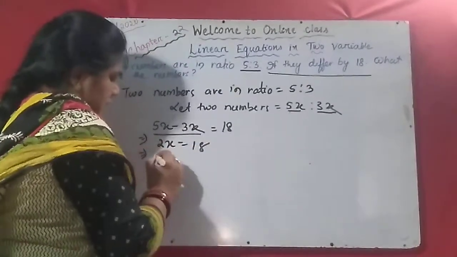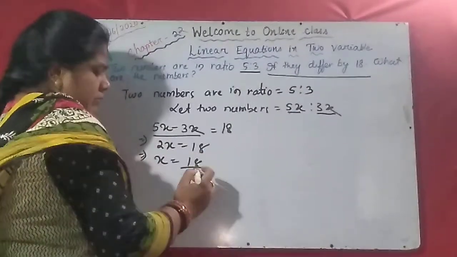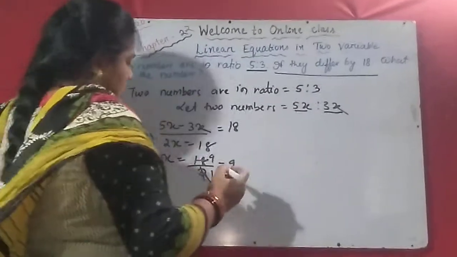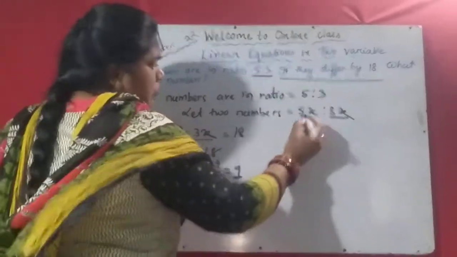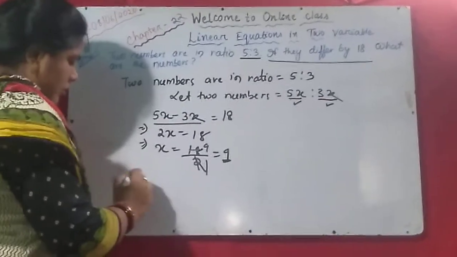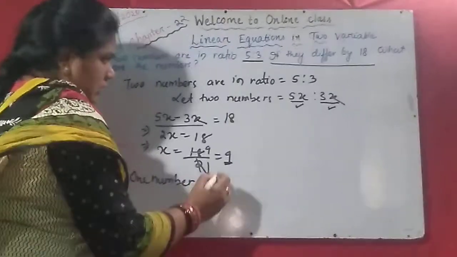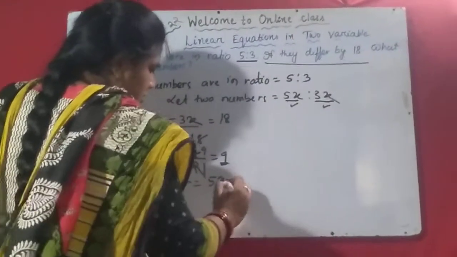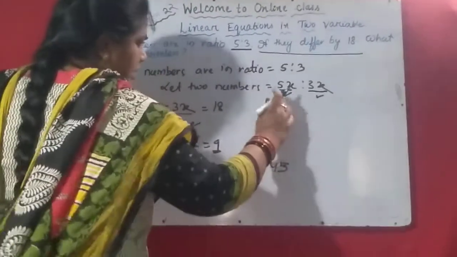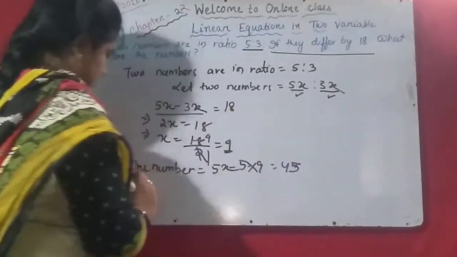Very simple problem it is. x equals 18 by 2, which is 9. So x equals 9. Your one number is 5x, another is 3x. Therefore one number equals 5x, equals 9 into 5, it is 45. If x equals 9, 5 nines are 45.